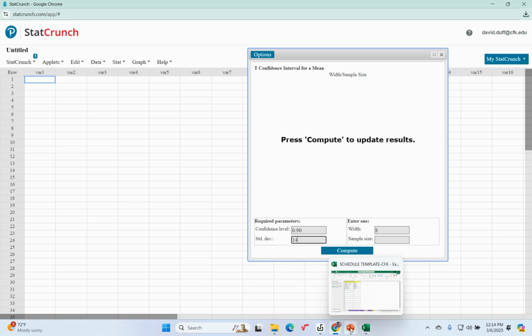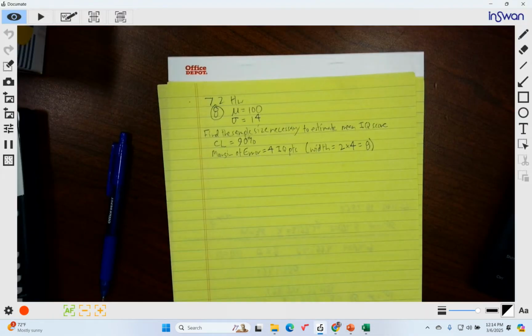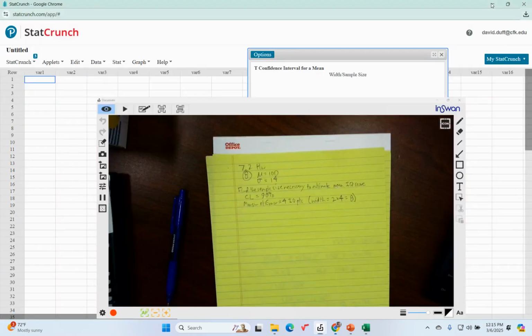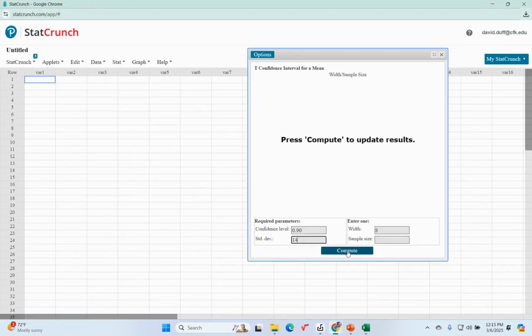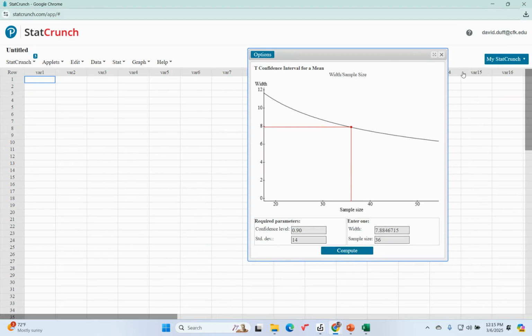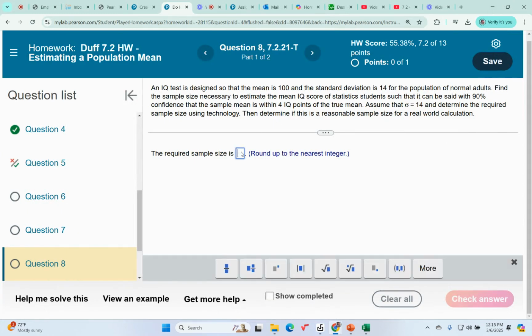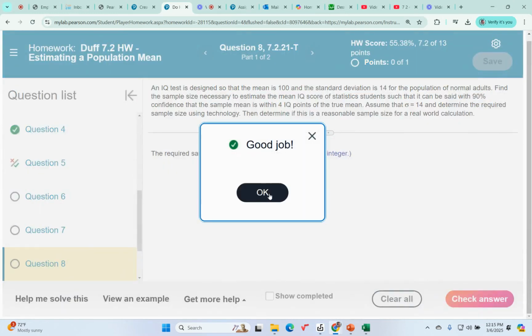I'm going to go back over to this piece of paper. You notice that the mean is not necessary to calculate this sample size. So that is in fact extraneous information. We need the confidence level, we need the width, and we need the standard deviation, but we do not need the population mean. All right, so now I'm going to go ahead and hit compute, and that gives me a sample size of 36. So let me go ahead and enter this in here.